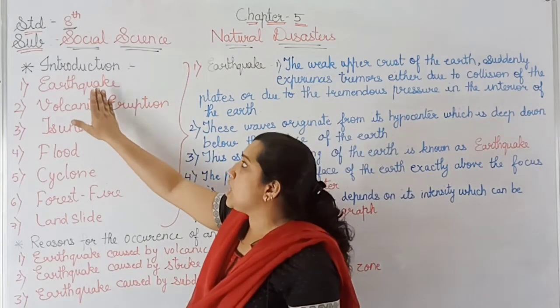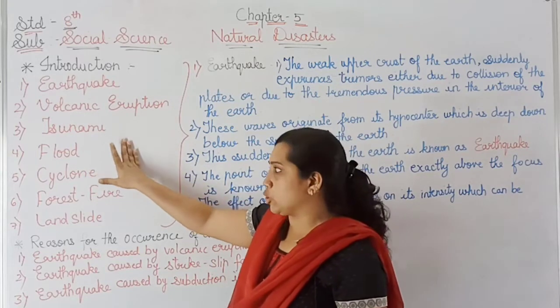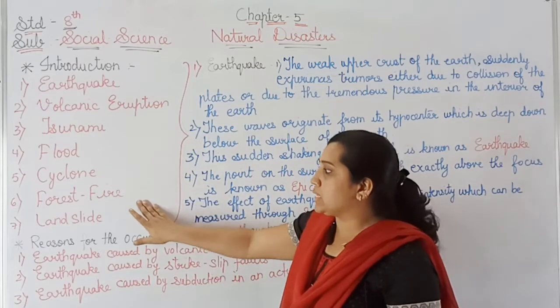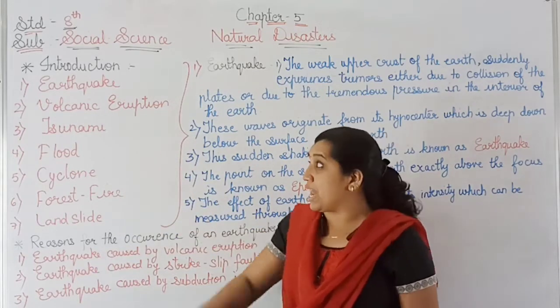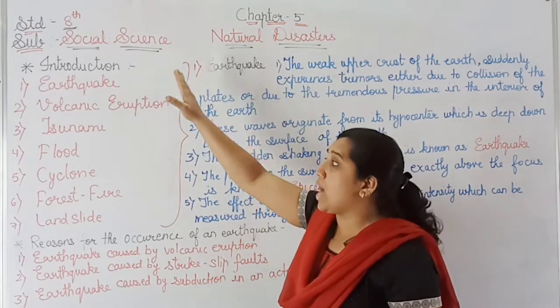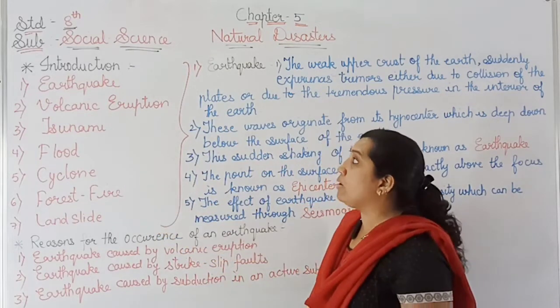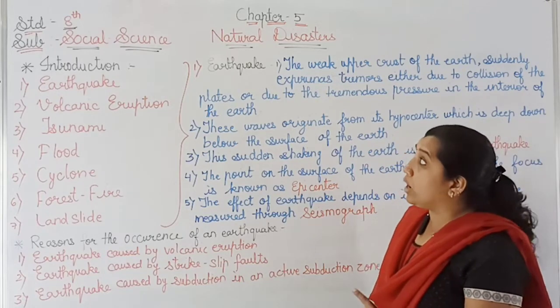The first one is earthquake, second is volcanic eruption, third is tsunami, fourth is flood, fifth is cyclone, sixth is forest fire, and seventh is landslide. So in this chapter, natural disaster, we are going to study all these 7 disasters. Now let us start with the first disaster, that is an earthquake.